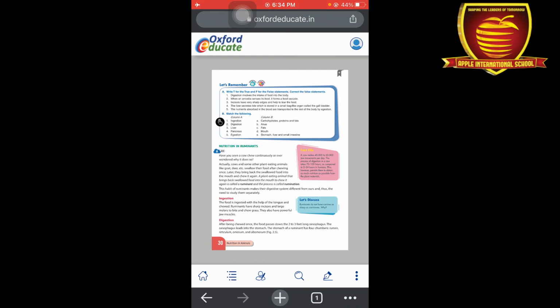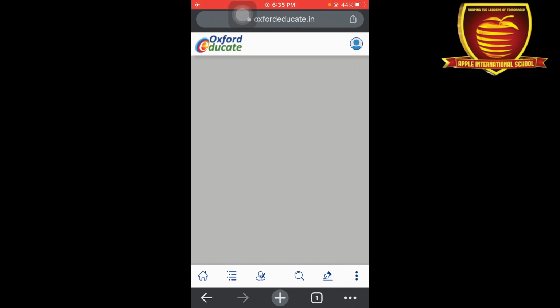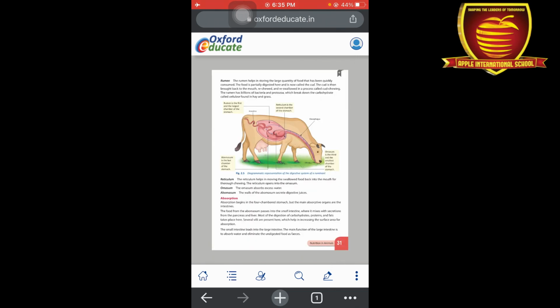Okay, our stomach is not divided into any chamber, but cows or ruminants have 4 chambers in their stomach, and those chambers are rumen, reticulum, omasum and abomasum. Okay, so these are 4 chambers. Now firstly you can see the picture of cow. So the 4 chambers are, first one is rumen here, reticulum, abomasum and the omasum. Okay, now we read the function of these 4 chambers.